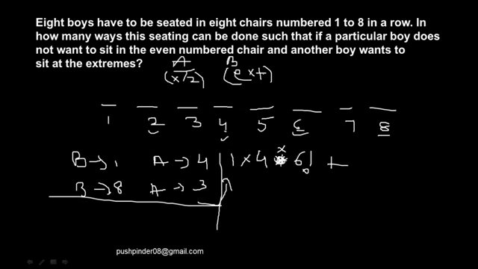Now we are coming to a different case. Let us make B sit on the 8th chair. One way to do that. A has only 3 choices left, so 3 choices into 6 boys left, 6 chairs left, 6 factorial. So this is nothing but 6 factorial into 7, right?